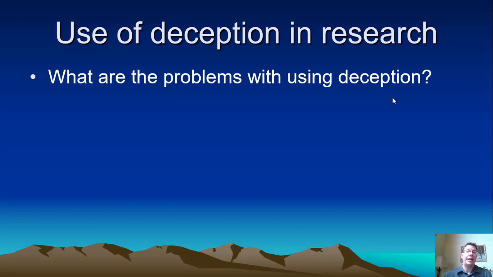Another problem is that sometimes participants just assume that all research involves deception, which is not the case. A lot of research conducted in the psychology department doesn't involve deception. But if participants are all expecting deception, they may act a little bit differently than if they weren't expecting deception. So that's another potential problem, that if we use too much deception, participants always expect it. They may not act naturally.